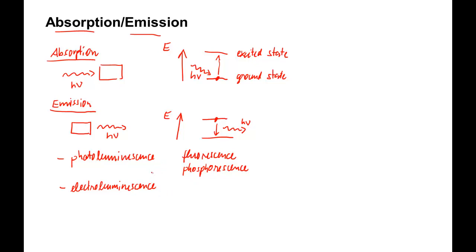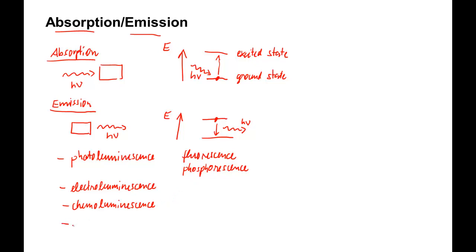When emission occurs as a consequence of a chemical reaction, we speak of chemoluminescence. Examples are glow sticks and the pulsating light in fireflies.